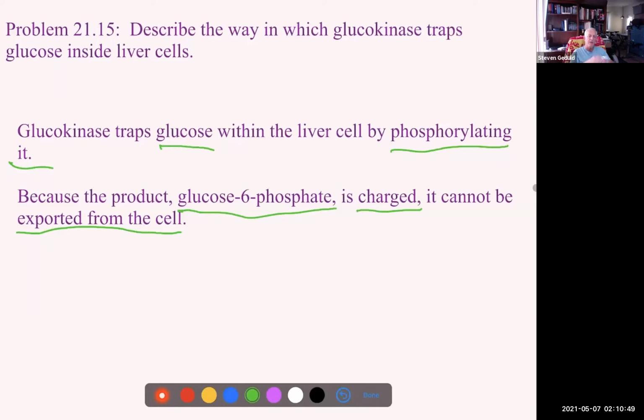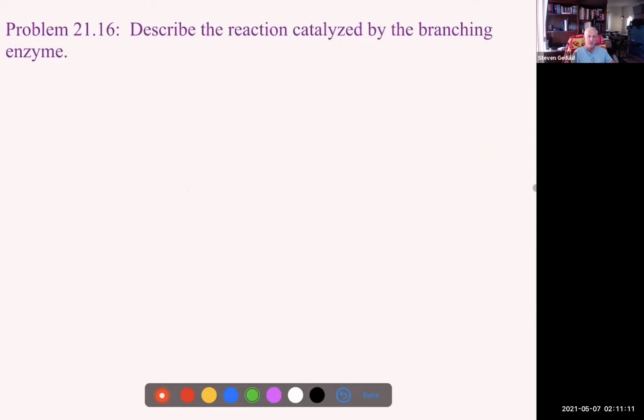Because you remember, the membrane of a cell is nonpolar. Once we put the phosphate group on glucose 6-phosphate, we've added a charge to it. We put a charge on it, it can't cross the membrane. So it stays within the cell. So it traps it within the liver cell. Remember, liver cells are producing glucose from the glycogen, breaking it down.